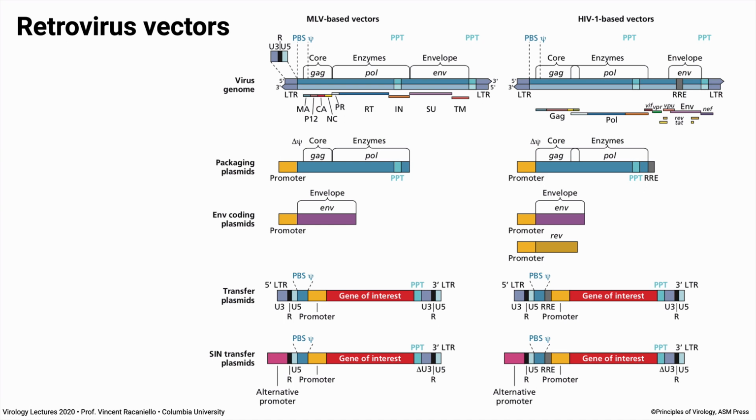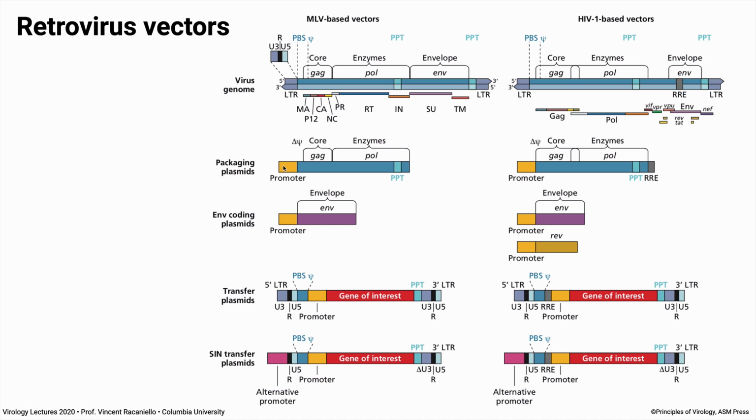All right, now we have retrovirus vectors. And these are based on retroviruses with simple genomes with gag, pol, and envelope, or retroviruses with complex genomes like lentiviruses, HIV-1 based vectors, where you have gag, pol, envelope, and lots of accessory proteins. And so what you do is you have a whole bunch of different plasmids here. You have a packaging plasmid.